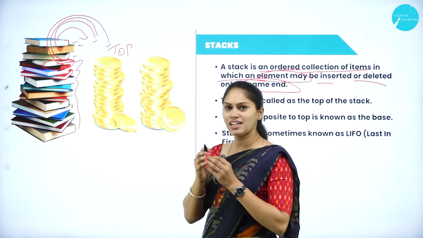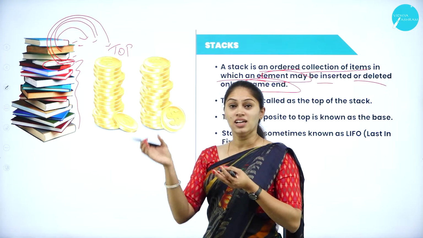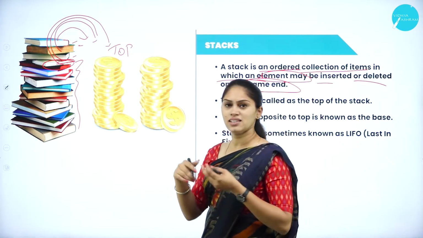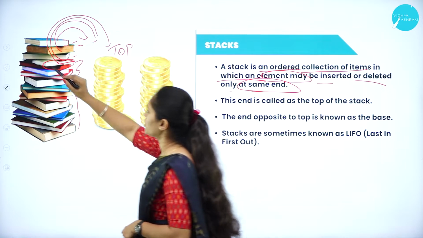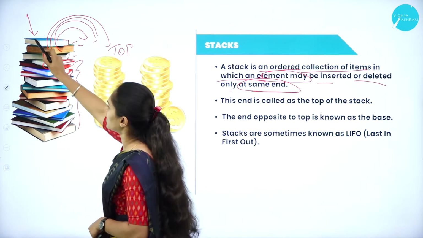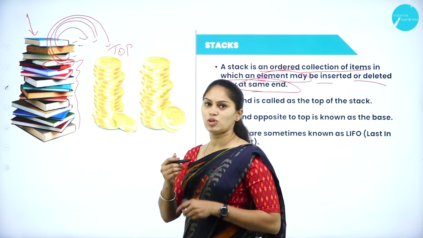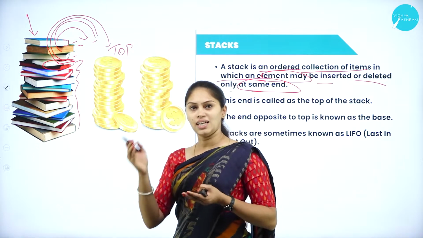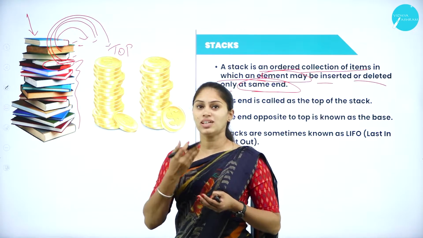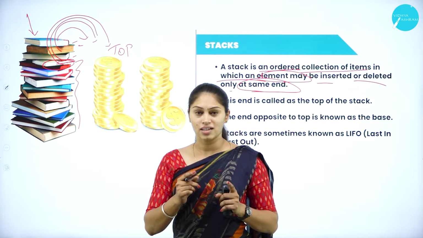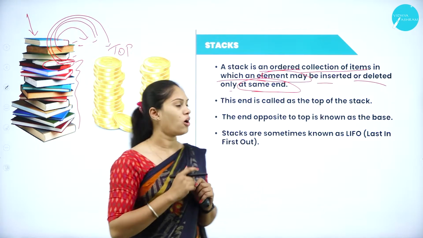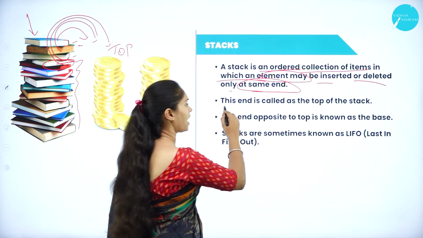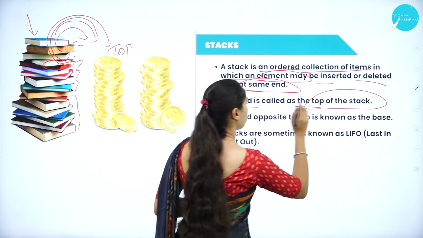So if I want to add a new coin or a new book to the particular stack, then how am I supposed to add? I am going to add a new book on the top. What does it mean? Insertion and deletion of an element will take place at the same end. That end is nothing but the top of a stack. So this end is called the top of a stack.